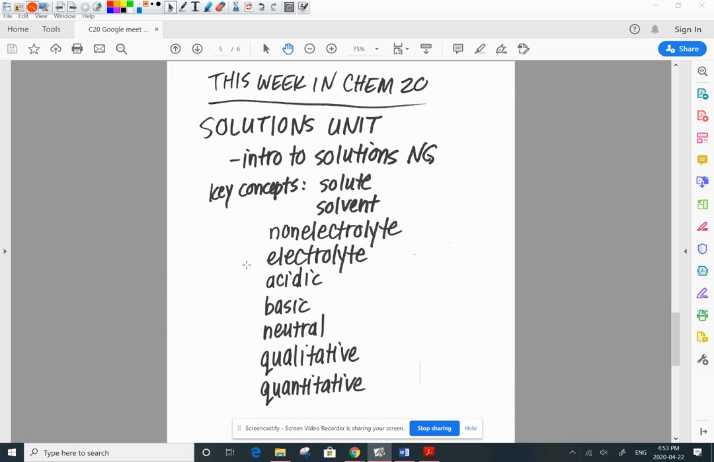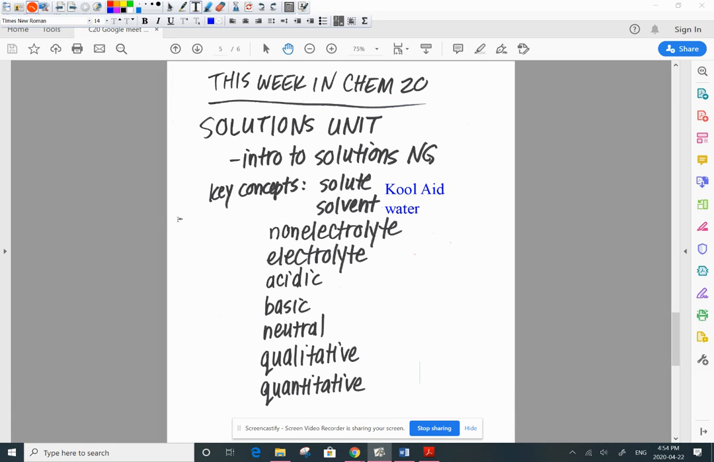Okay, so moving on from there, talking a bit about what is coming up this week. We're starting with our solutions unit, and you have a note guide on introduction to solutions. So you need to know about a solute and a solvent. Many of you have made Kool-Aid, and you take the Kool-Aid packet and add it into water. The Kool-Aid is going to be the solute, what you are dissolving, and the solvent is going to be the water that you add, and then you make up a solution of Kool-Aid.